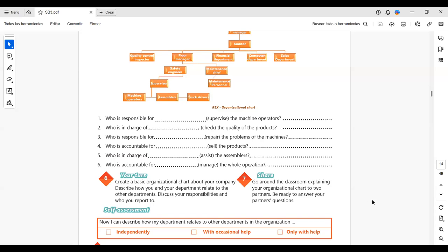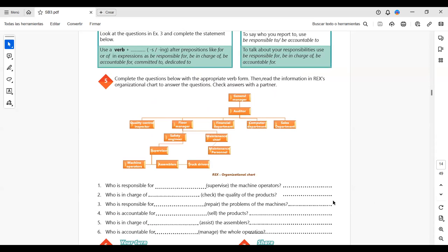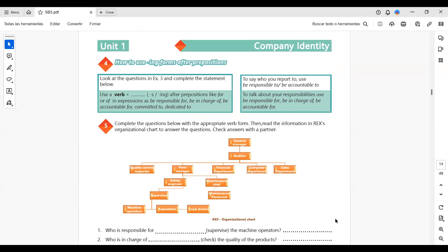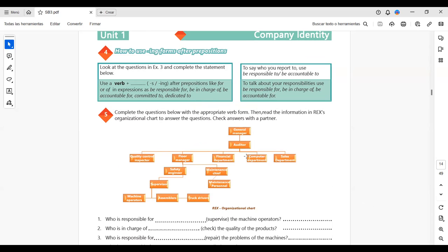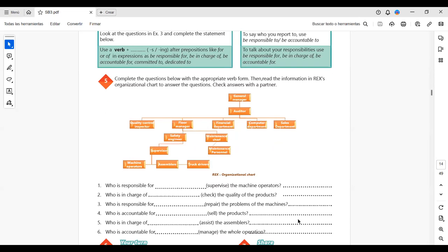Okay, this is our page number 14 from your book. The exercise that we are going to do, here we have the previous information, the one that we have been working with. And then we have how to use the -ing form after prepositions. And then we have the exercise. It says, complete the equations below with the appropriate verb form, then read the information in Rex's organizational chart to answer the equation. Check answers with your partners.